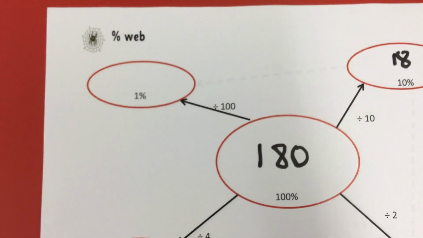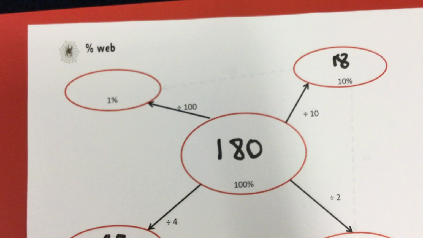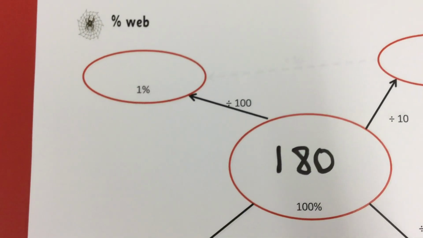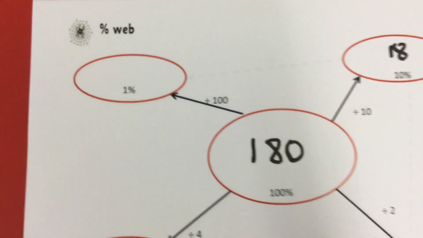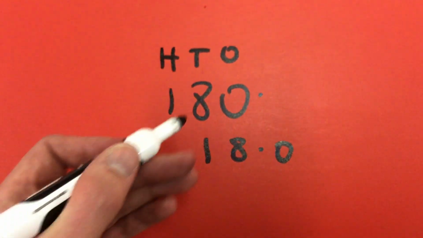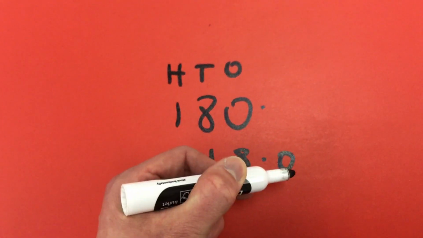Now, we used our jumps method to work out 180 divided by 10. We can do the same to find 1%, because that is 180 divided by 100. So if we go back to this working out here, we can jump the digits twice to divide by 100. Or we can look at this one and jump them once more again.